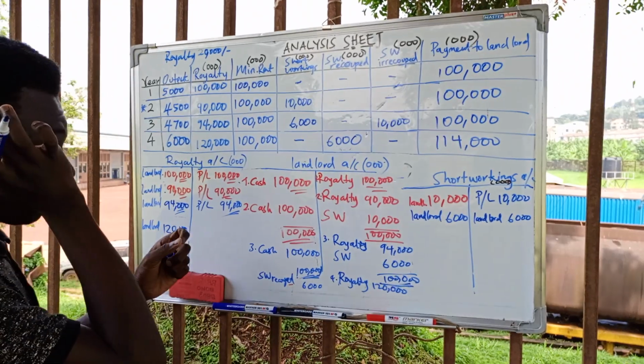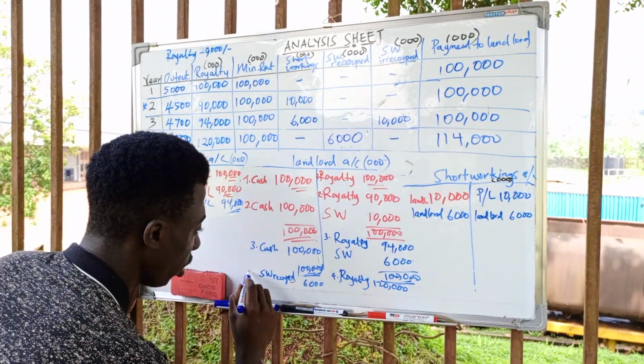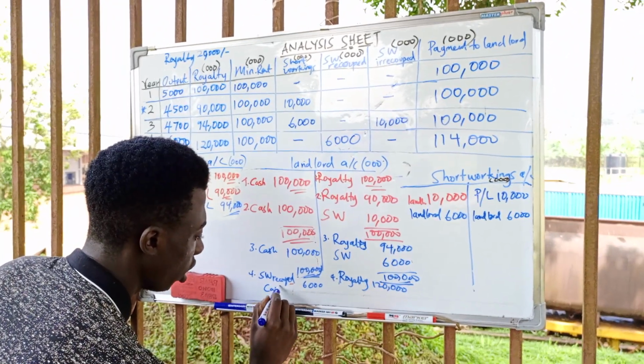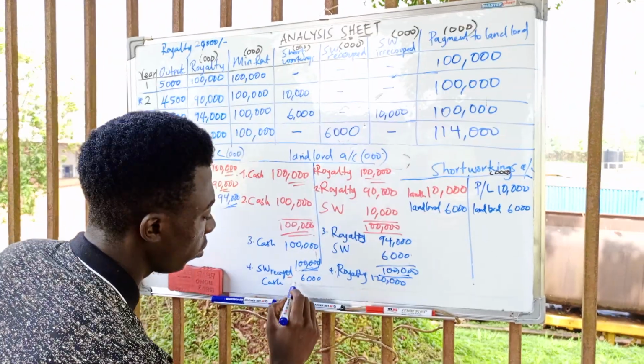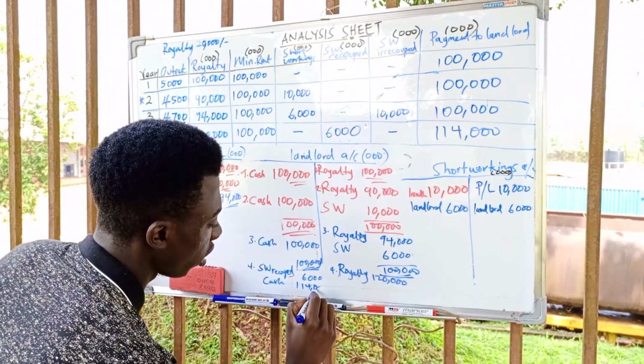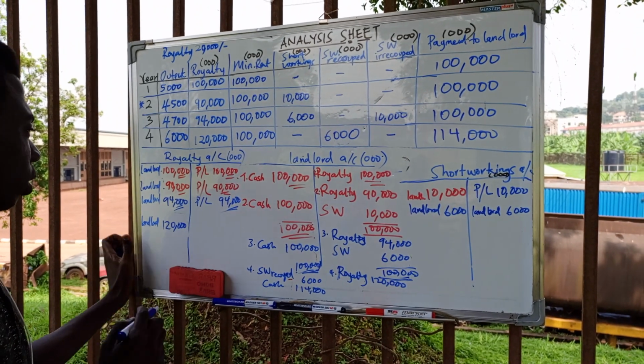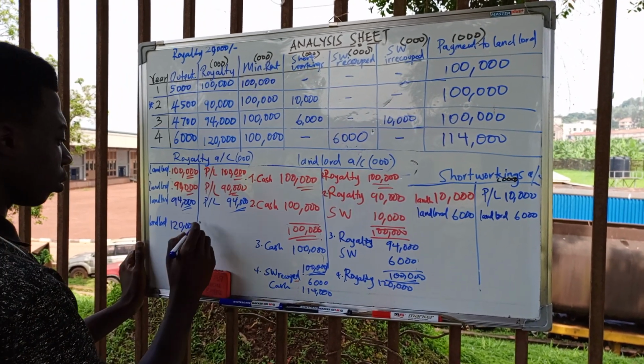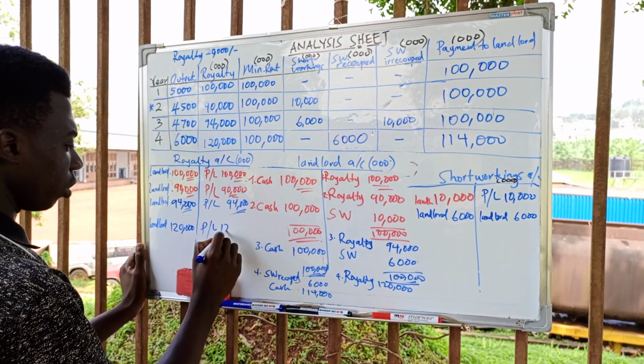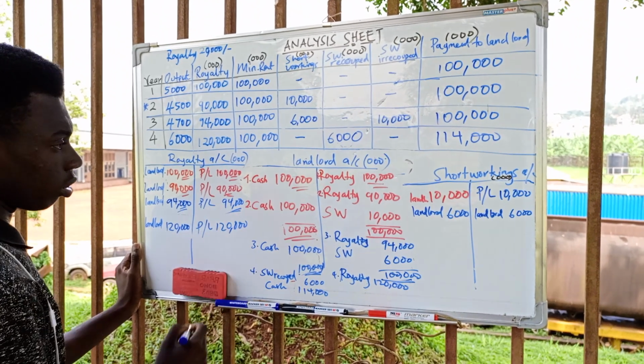Then the last, we record the payment. When you pay, a liability reduces. So in the fourth year still, our cash, we lost cash amounting to 114 million. I think that's the last entry. So you can balance off the accounts. In the royalty account, we close it off to the profit and loss in the last year, which is 120 million.